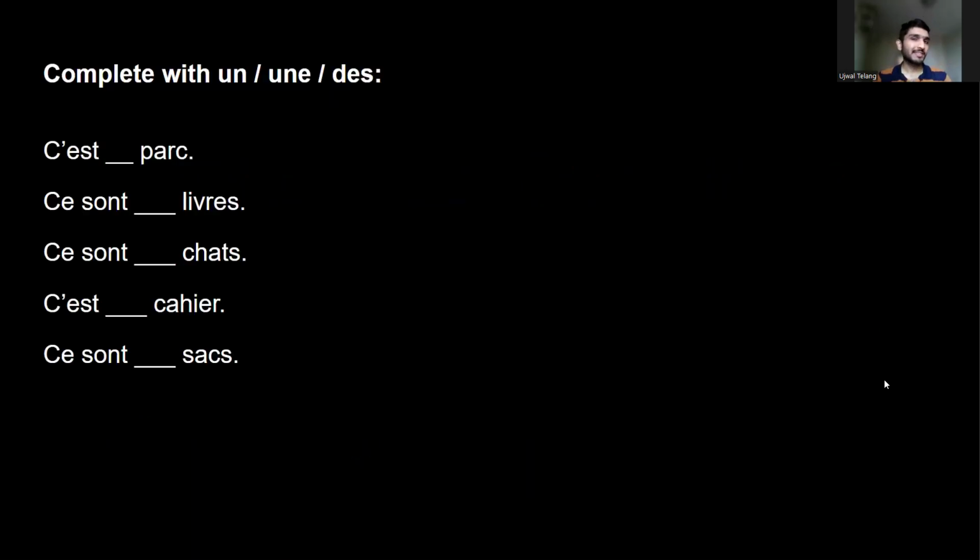Now, time for an exercise. Complete the sentences using indefinite articles: un, une, or des. For this, you would have to know the gender of the nouns, but in this case it's going to be slightly easier because, as you can see, I've put a lot of plural ones, so that's a hint.